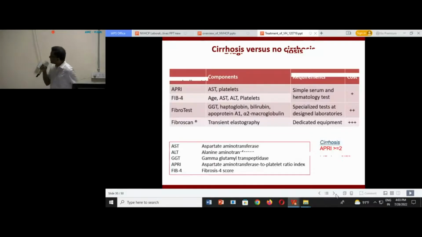So this is the same thing, I'm talking about FIB4 uses age, AST, ALT and platelets, and AST and platelets for APRI. These are very simple tests and are being done in our control program. The other tests are very difficult and very costly. These are done only in research areas. But for routine practice, APRI and FIB4 are enough to suggest there is early cirrhosis.